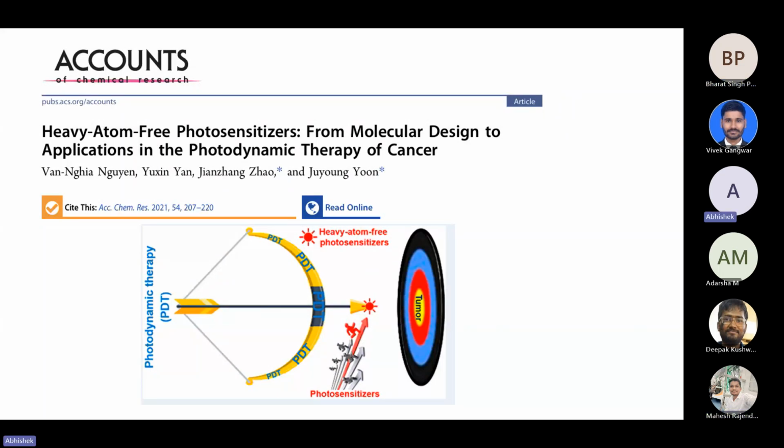Good morning to everyone. I'm going to present this article in Accounts of Chemical Research on the topic of photodynamic therapy: heavy atom free photosensitizer from molecular design to application in photodynamic therapy of cancer.